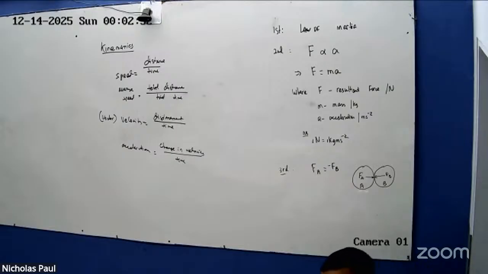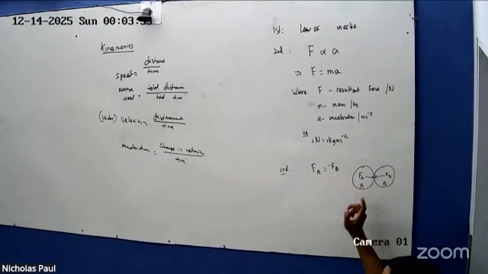Right, write this down for the third law. If body A exerts a force on body B, then body B will exert an equal but opposite force on body A. Okay, and then draw this diagram and write this.